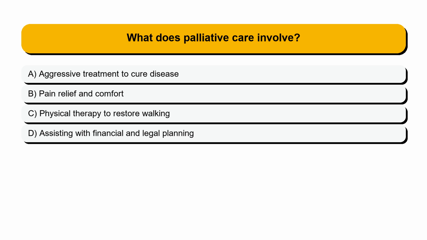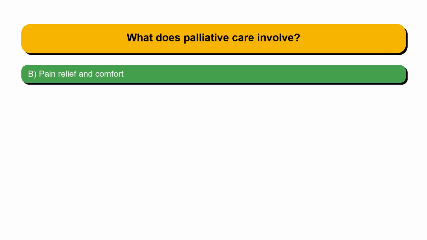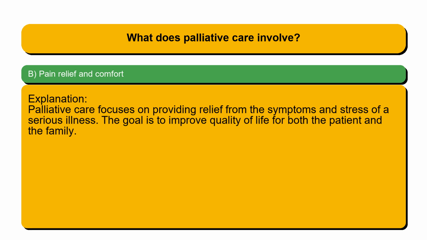Question 58. What does palliative care involve? Option A, aggressive treatment to cure disease. Option B, pain relief and comfort. Option C, physical therapy to restore walking. Option D, assisting with financial and legal planning. The correct answer is option B, pain relief and comfort. Palliative care focuses on providing relief from the symptoms and stress of a serious illness. The goal is to improve quality of life for both the patient and the family.